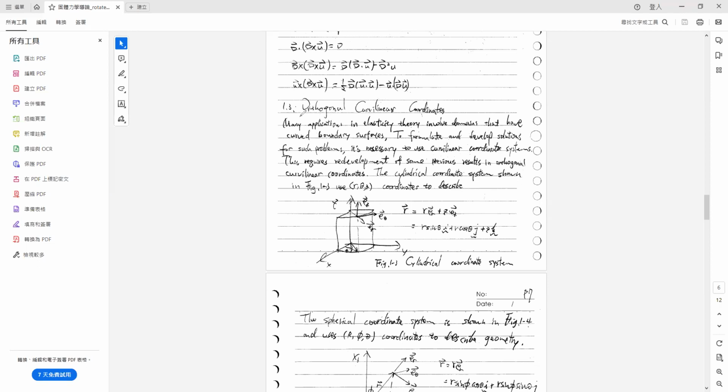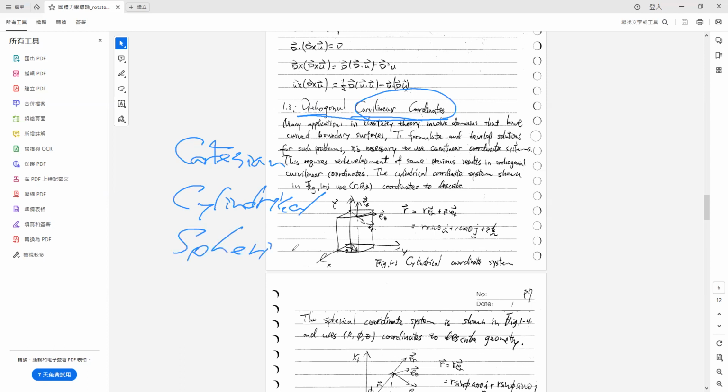The most important thing we need to talk about in this chapter is orthogonal curvilinear coordinates. When we talk about orthogonal curvilinear coordinates, we will talk about three types of coordinates: Cartesian coordinates, cylindrical coordinates, and spherical coordinates.